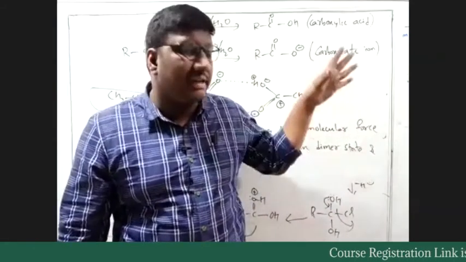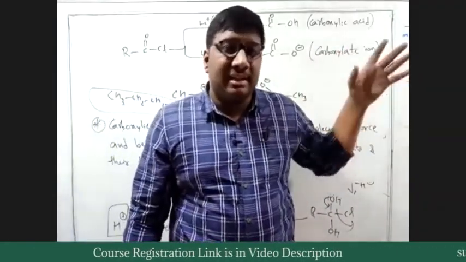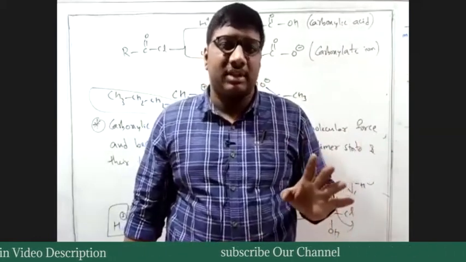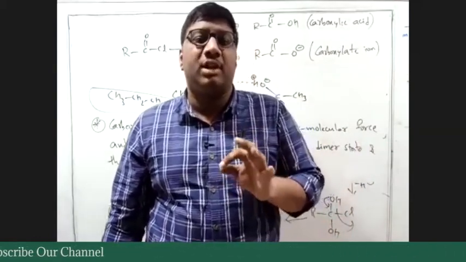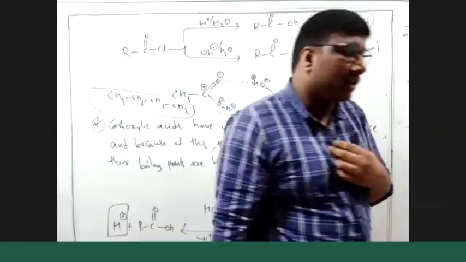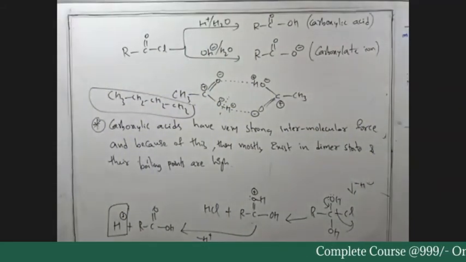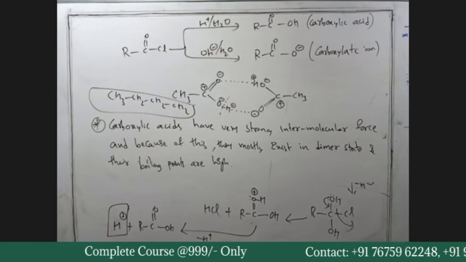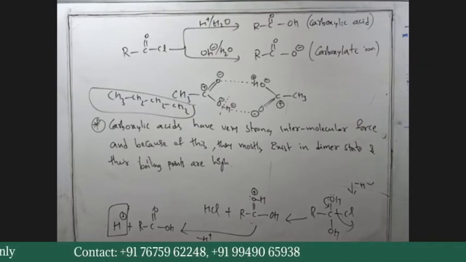Next class we will write a few statements regarding these physical properties, and then you can directly go to the chemical properties of carboxylic acids. Is this clear or not? Understood, everyone?